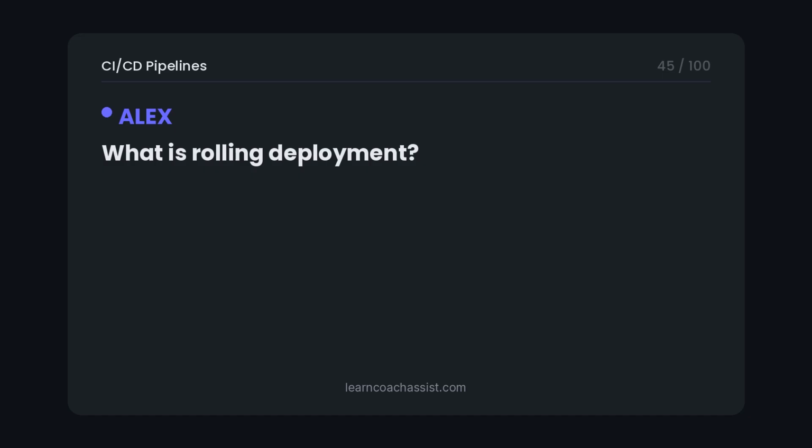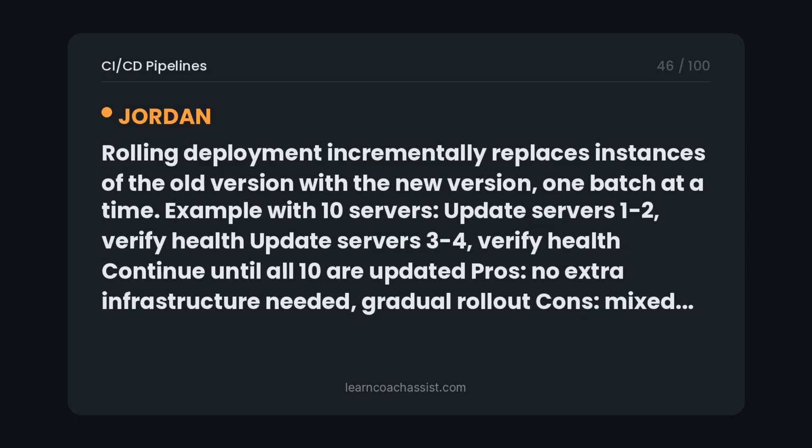What is rolling deployment? Rolling deployment incrementally replaces instances of the old version with the new version, one batch at a time. Example: with 10 servers, update servers 1 to 2, verify health, update servers 3 to 4, verify health, continue until all 10 are updated. Pros: no extra infrastructure needed, gradual rollout. Cons: mixed versions running simultaneously, slower rollback. This is the default strategy in Kubernetes deployments.